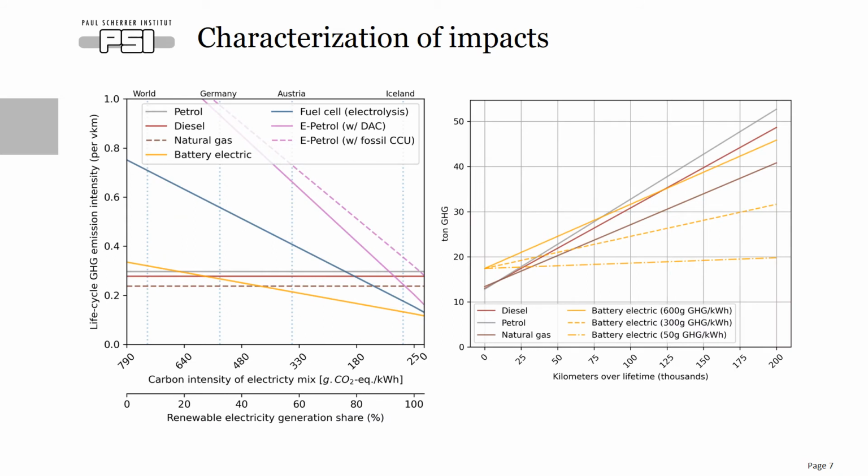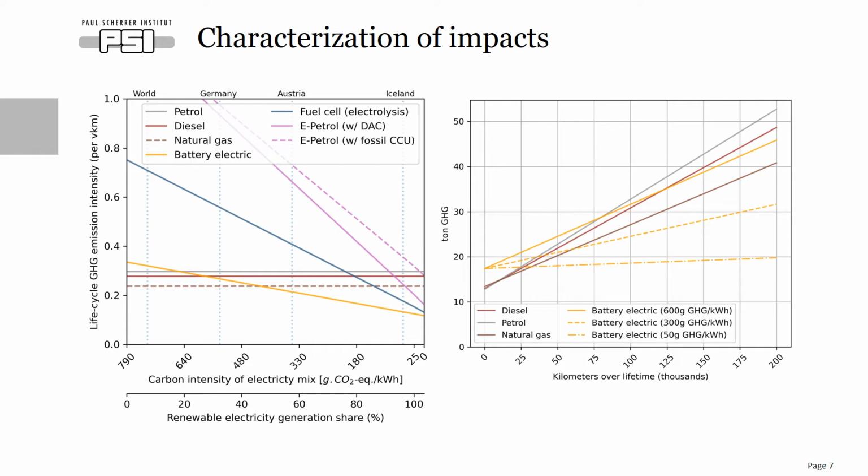And this is a slide, maybe to finish on the topic of passenger cars. This slide has two graphs, and I would like us to focus on the graph on the left, which shows how the greenhouse gas emissions of these cars per vehicle kilometer will evolve as we modify the greenhouse gas intensity of the electricity used in the system.